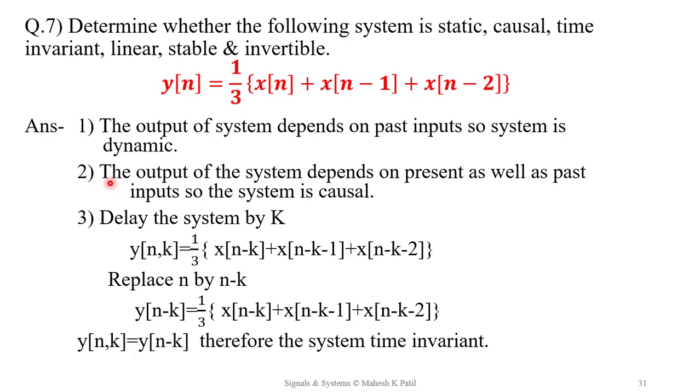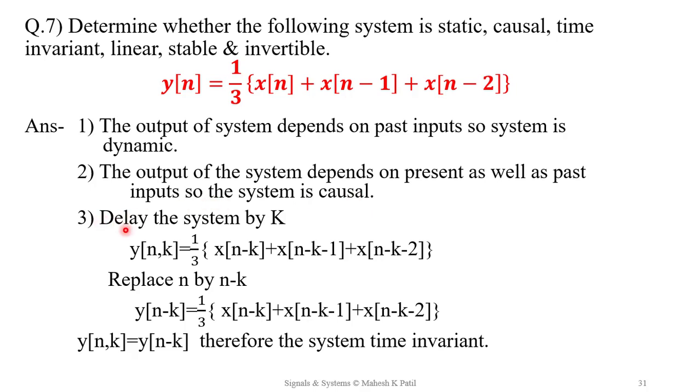Second, whether the system is causal or non-causal. You can observe here the output of the system depends on present as well as past inputs. Therefore this system is a causal system. You are not observing any n plus 1 or n plus 2 like future inputs here. So it is not a non-causal system, it is a causal system.